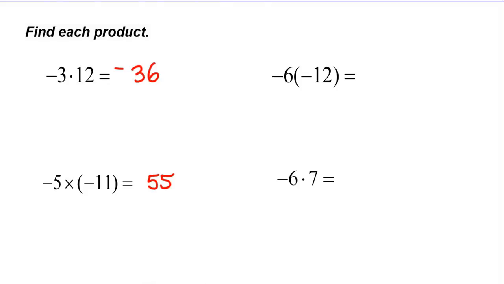Next, we have negative 6 times negative 12. 6 times 12 is 72, and since these are the same sign, a negative times a negative, that's going to end up being a positive 72. And then lastly, negative 6 times 7. Well, 6 times 7 is 42, and since the signs are different, this is going to be a negative 42. And that's pretty much multiplying two integers. Very easy to do. If the signs are the same, it's going to be positive. If the signs are different, it's going to be negative.